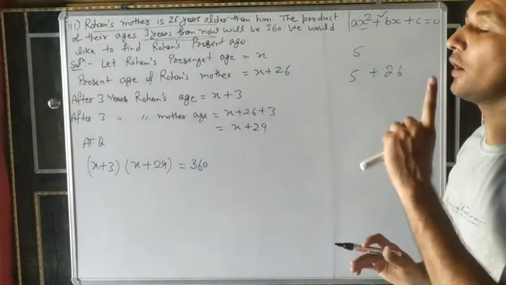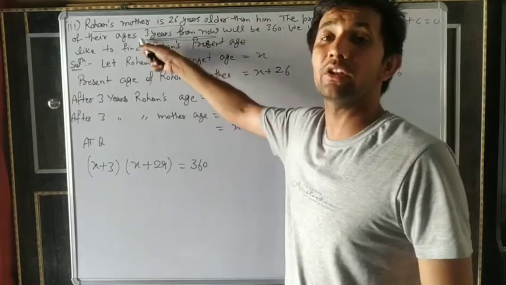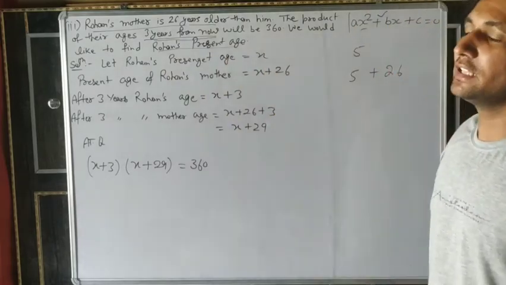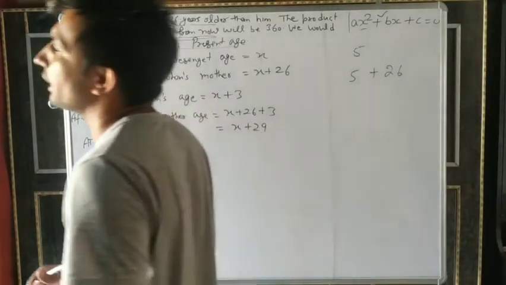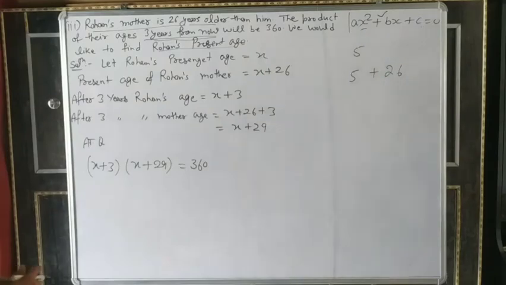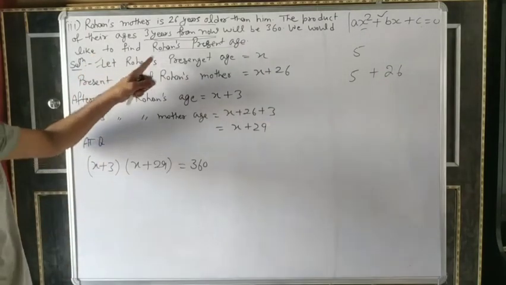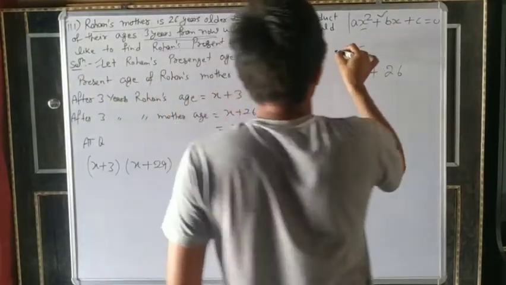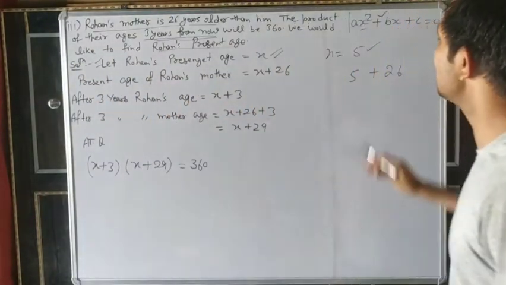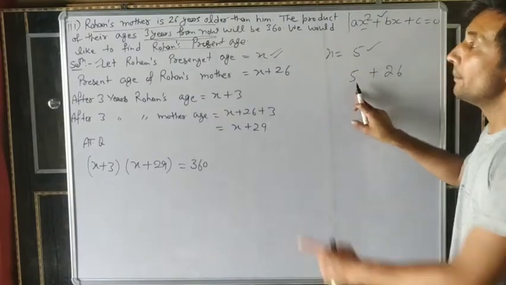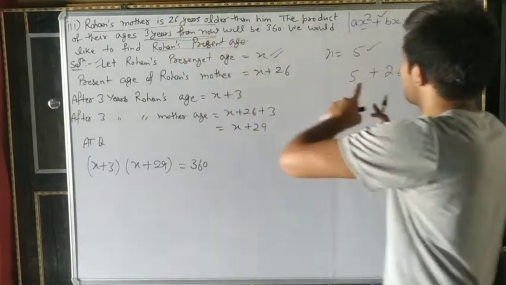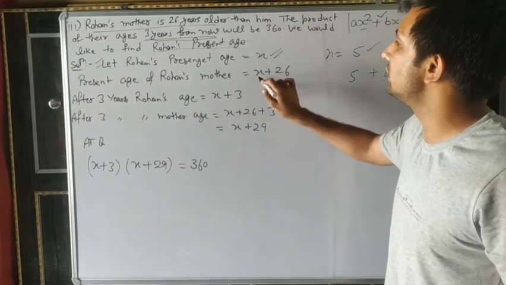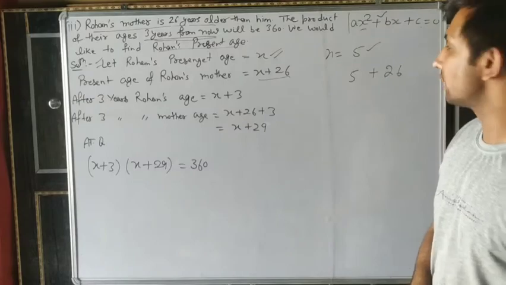So first we have to find their ages after 3 years, and we would like to find Rohan's present age. In such types of questions, what will we do, dear? Whatever we want to find, we take it as x. Let Rohan's present age be x. If Rohan's present age is 5, his mother's age is 5 plus 26. Rohan's present age is x, so his mother is x plus 26.